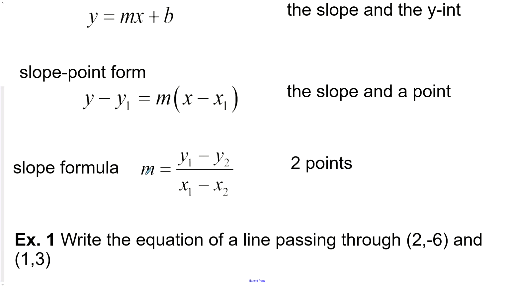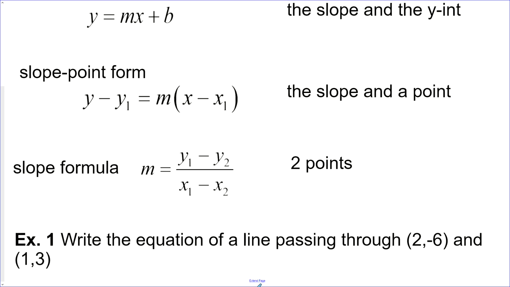Slope formula, m for slope is equal to y1 minus y2 divided by x1 minus x2. Now, I wrote it like this. It really doesn't matter if you put y2 minus y1 and x2 minus x1. Just these have to be lined up. And what do you need? Well, you need just 2 points.